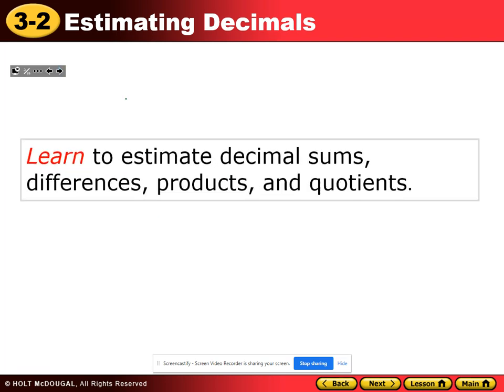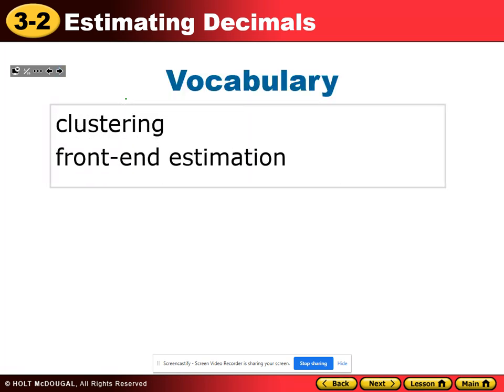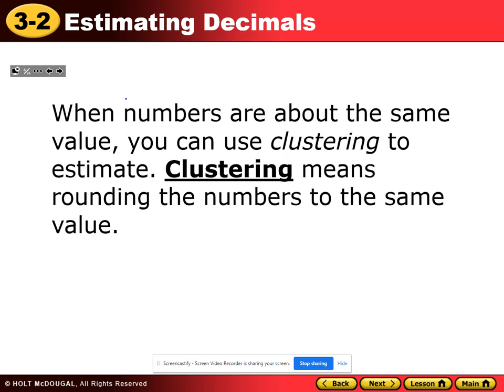Now, here we go. To estimate decimal sums, differences, products, and quotients. So how are we going to do this? Clustering and front-end estimation. We're going to do both of these. Front-end means it happens before the problem. When numbers are about the same value, you can use clustering to estimate. Clustering means rounding the decimals to the same value, because they're close together.